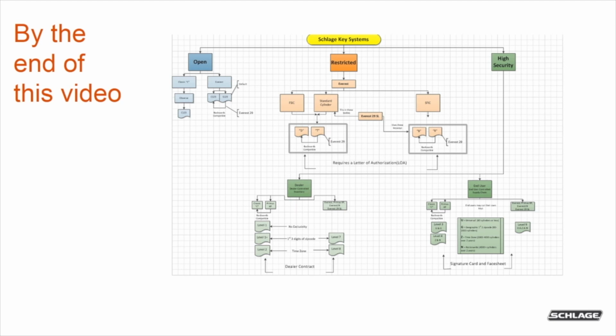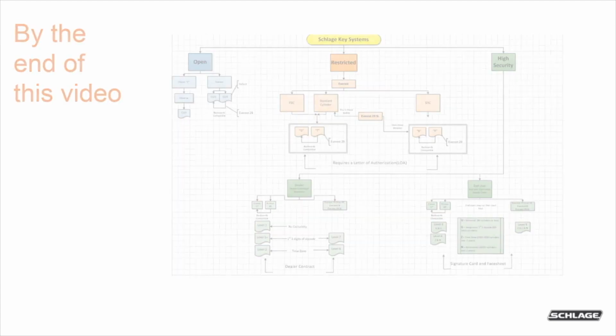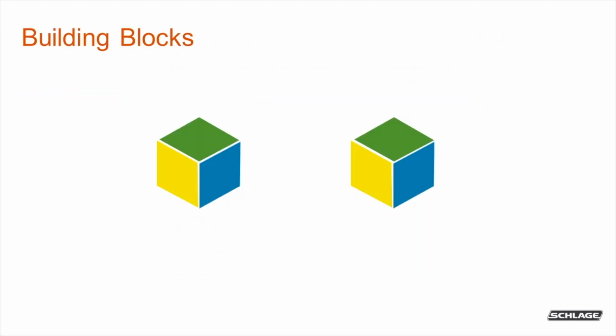With so much information, it is too small to see clearly, but you will learn how the three families, open, restricted, and high security, work together to offer a full range of options. Let's begin by defining some terms, the building blocks we will use throughout the video. This will make sure we have a common understanding of the way Schlage uses these basic terms.